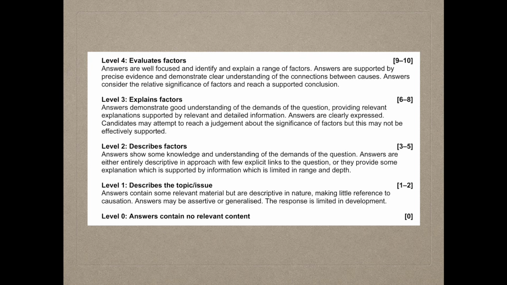So level 0, basically you wrote garbage, or you didn't write anything at all, and you get 0 points for that. Level 1 is you're basically describing the topic or the issue. So if we look back at the examples from earlier, if you're talking about Prohibition, you might in general explain what Prohibition was without thoroughly answering the question, or you're just very generalized without giving very much information here. If you do that, they'll still give you a couple of points, from about 1 to 2 at maximum.